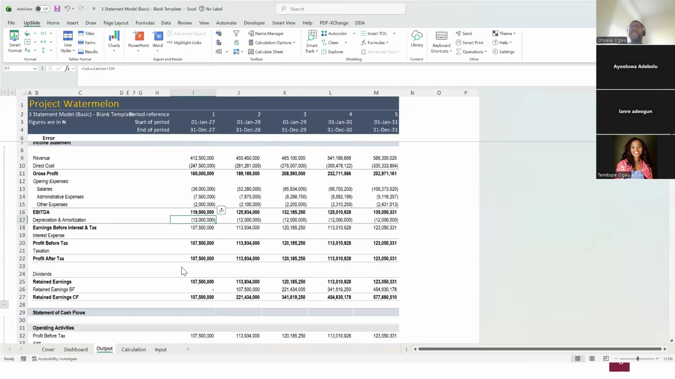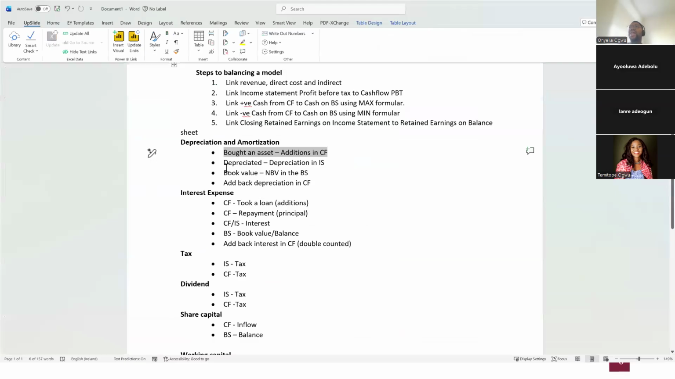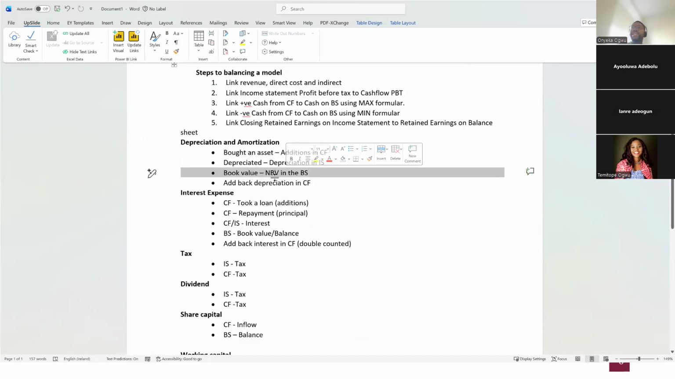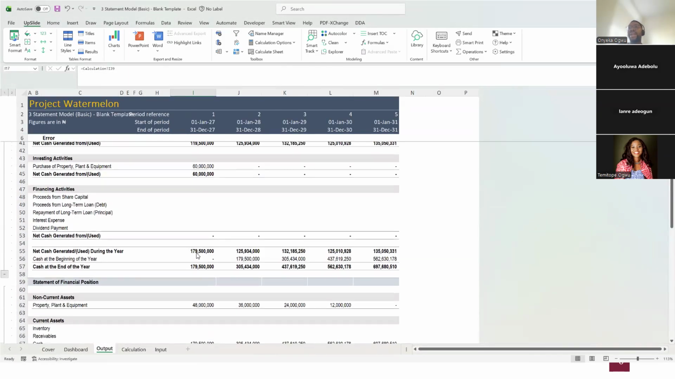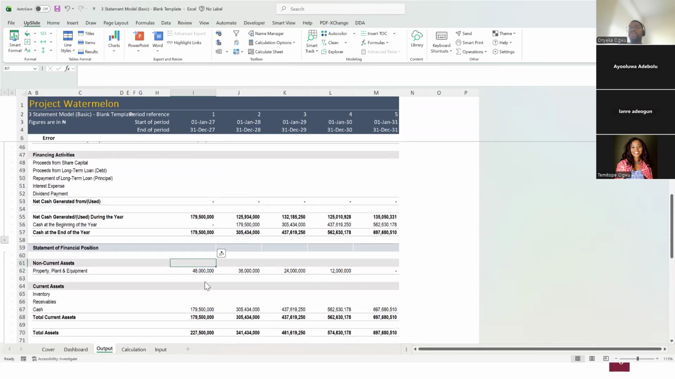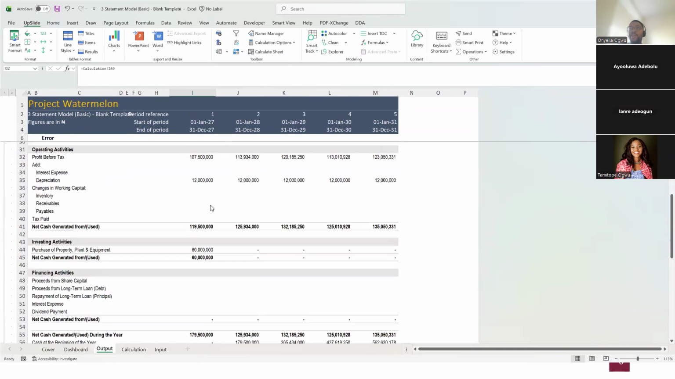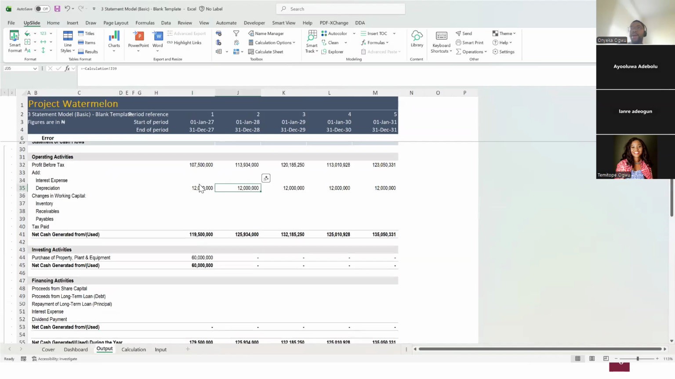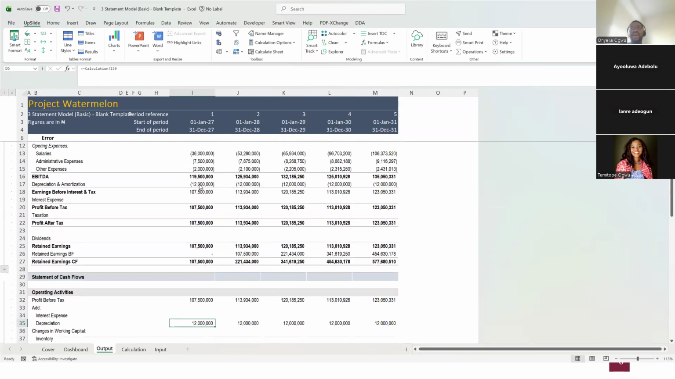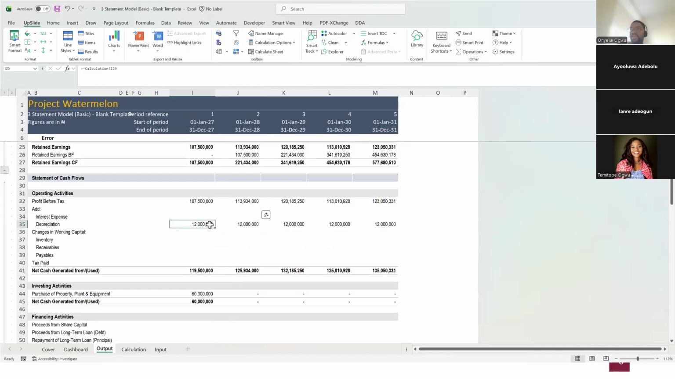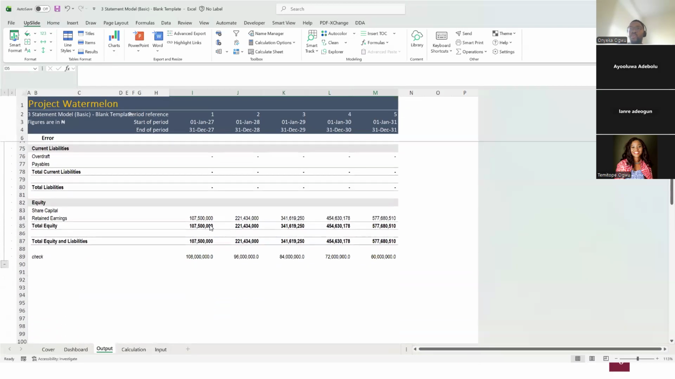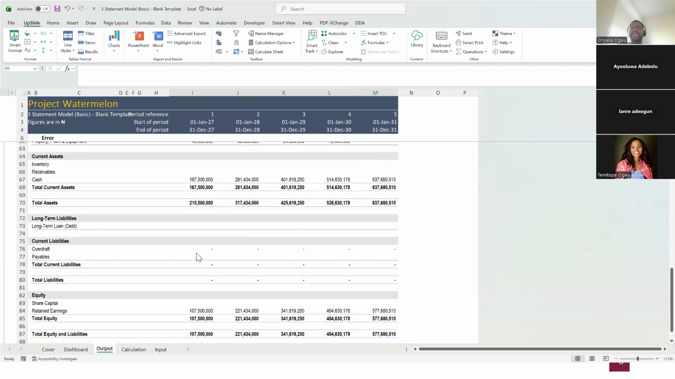The next step is to take the book value in the balance sheet. The book value of the asset in the balance sheet means the remaining balance of the asset. That is what we have done here. So we have put the book value of the asset in the balance sheet.